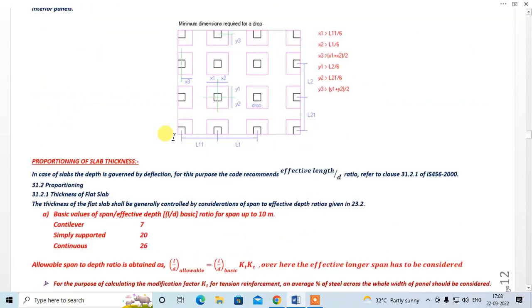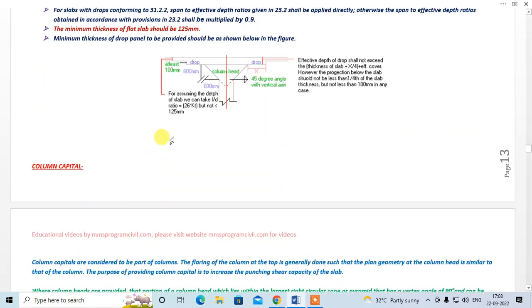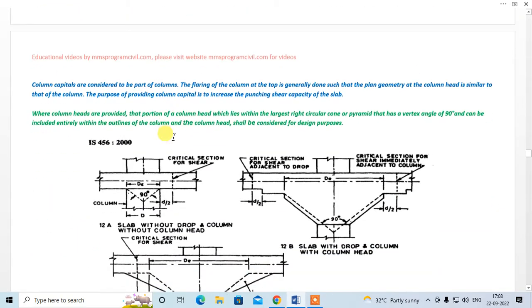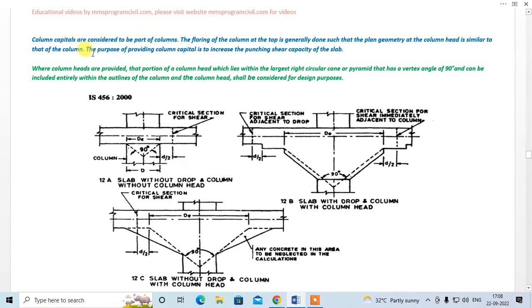Now, the purpose of providing column capital is to increase the punching shear capacity of the slab. Okay, say when there is no capital, right? The slab is directly rested on column, then the critical section will be at a distance d by 2, and the periphery length which resists the punching shear stress will be small.